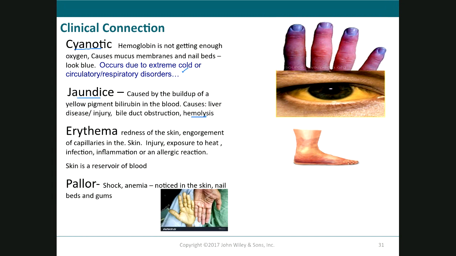Erythema, so this is a reddening of the skin, generally an engorgement of the capillaries. Often we could see this where there's some injury, exposure to heat, any kind of an inflammatory or allergic reaction can cause this. Pallor is the opposite. Often we notice it in the skin or nail beds or our gums. Some symptoms of this could either be an anemia or shock.